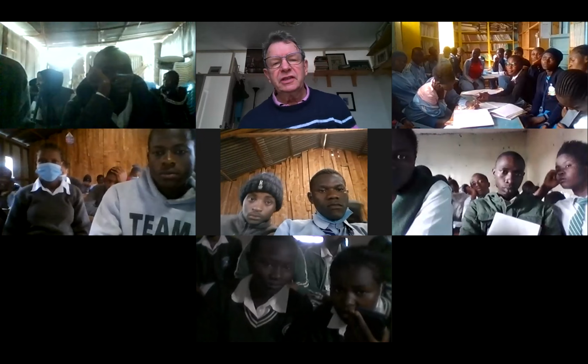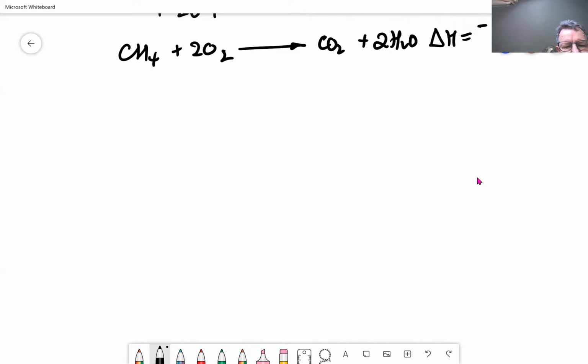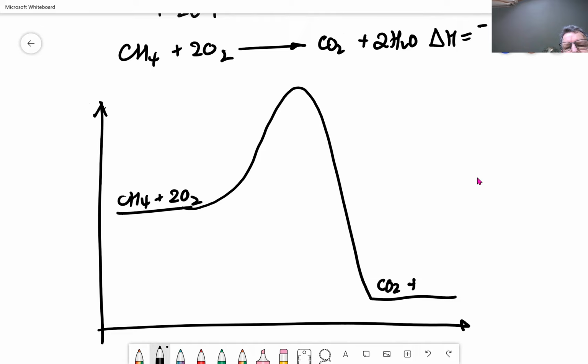Okay, so let's go back to the share. I need to go back and share. So let's see what this looks like now. Okay. So now I can draw what we call the energy profile properly. So now my diagram looks like this. I have my methane and my two oxygens, and over here is CO2 and two waters.